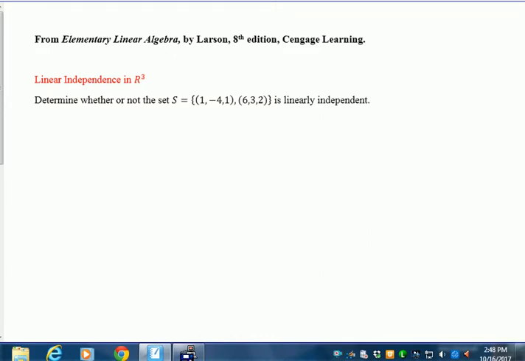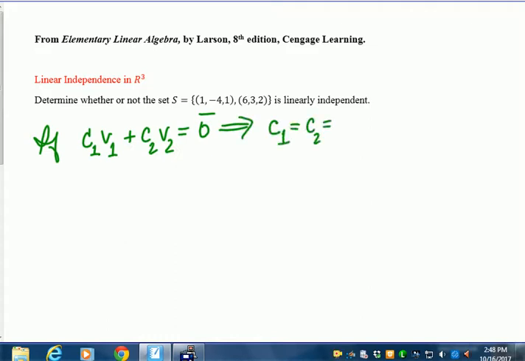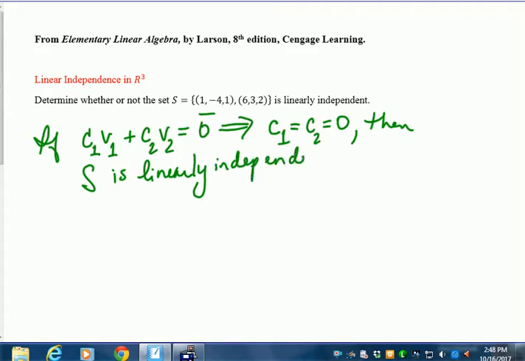In terms of the definition of linear independence, if we find out that C1v1 plus C2v2 is equal to the zero vector, and that means automatically that C1 the constant and C2 the constant are both equal to 0, then S is going to be linearly independent. Otherwise, it's linearly dependent. Again, we're going to use that definition in terms of these particular vectors.